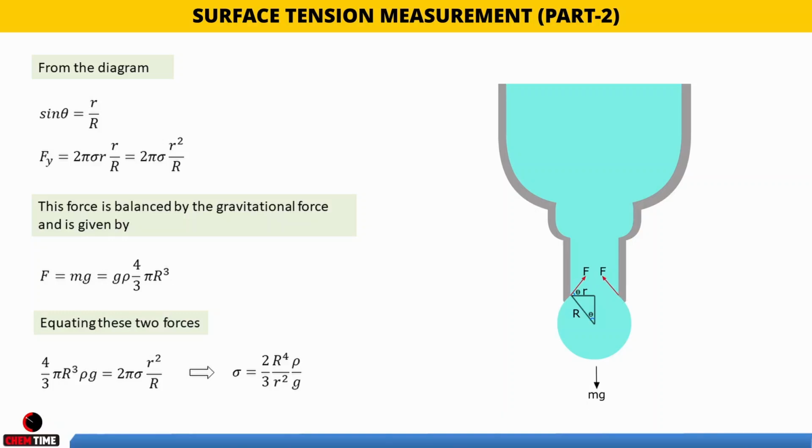So equating these two forces, 4 by 3 pi R cube rho g is equal to 2 pi sigma small r square by capital R. We can arrive at an expression for surface tension as 2 by 3 capital R to the power of 4 by small r square into rho g, where g is acceleration due to gravity. With this, I conclude my presentation.